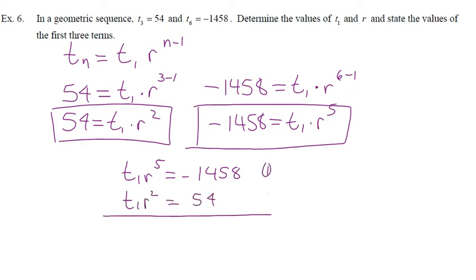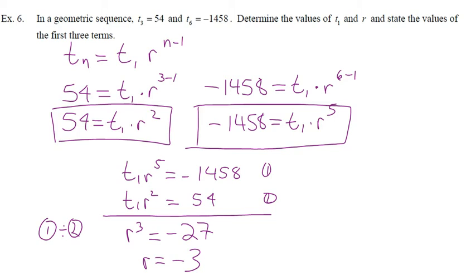Okay, let's say 1, 2. We're going to go number 1 divided by number 2. T1 r to the 5th divided by T1 r squared is r cubed. Negative 1458 divided by 54 is negative 27. So r is negative 3.